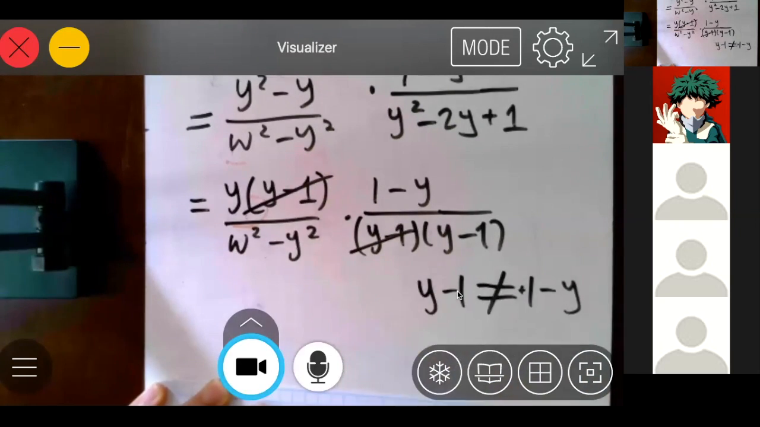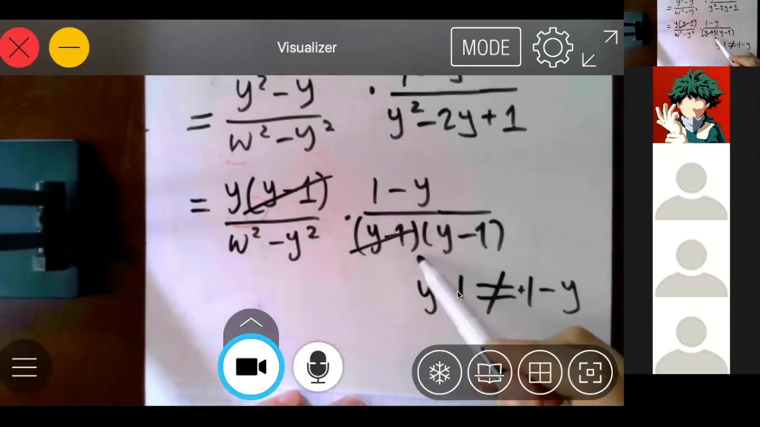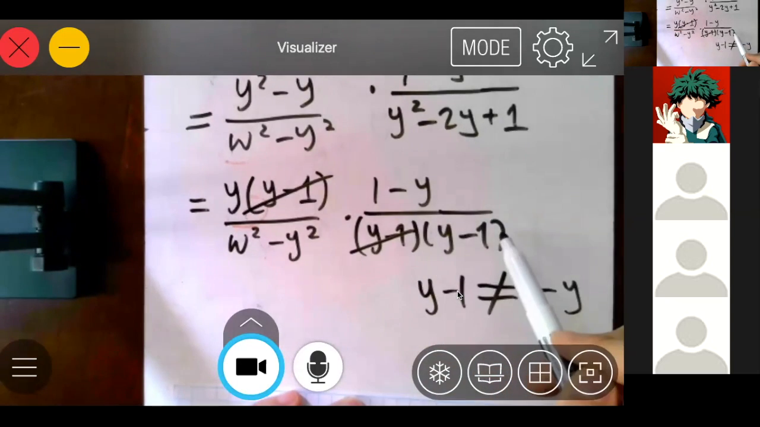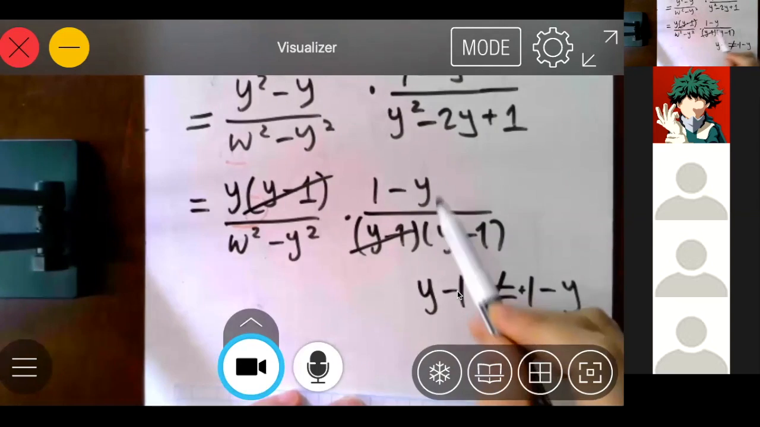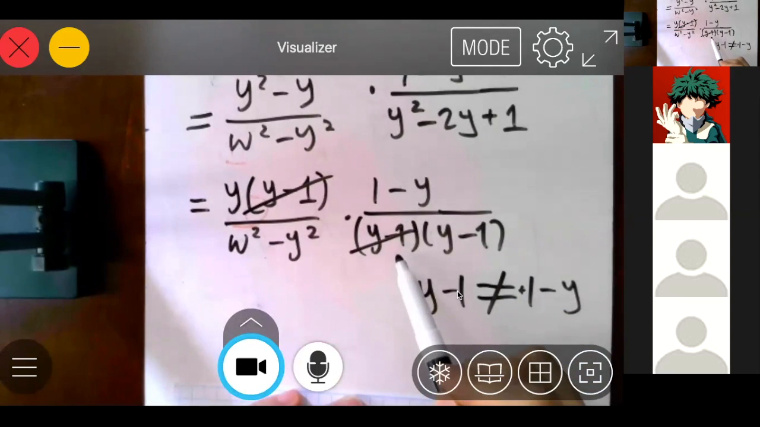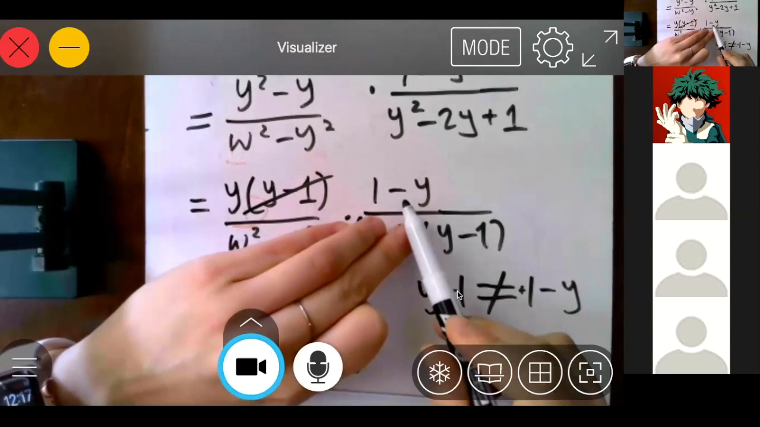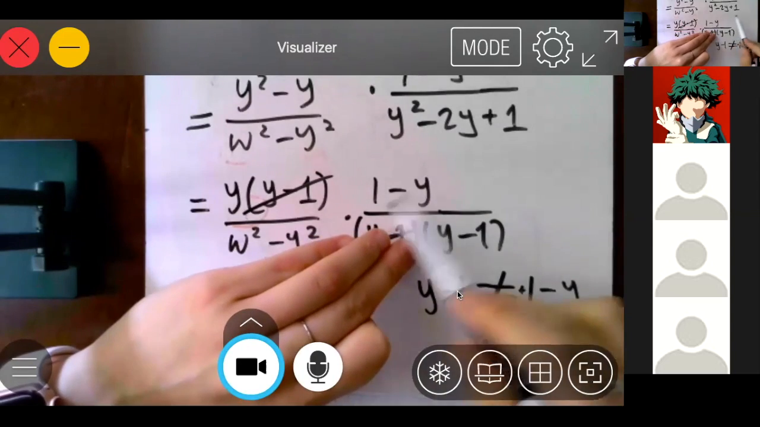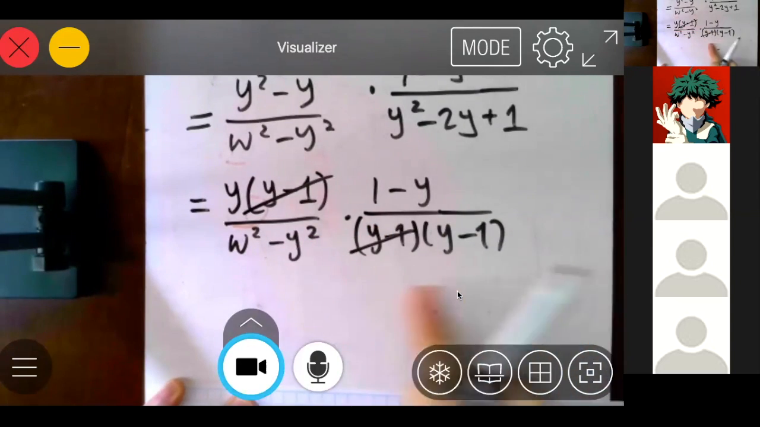Wait, miss, how does that make sense? I don't get that. So some people canceled out these two terms, but you can only cancel these when they're the exact same thing, like y minus 1 and y minus 1, right? But 1 minus y and y minus 1 are not the same thing. So you cannot just cancel that out. Okay? So, question?